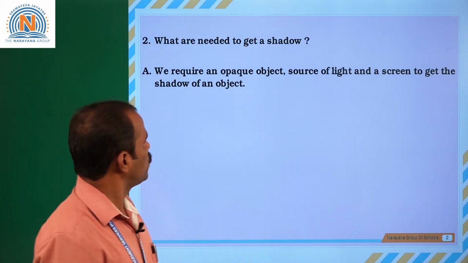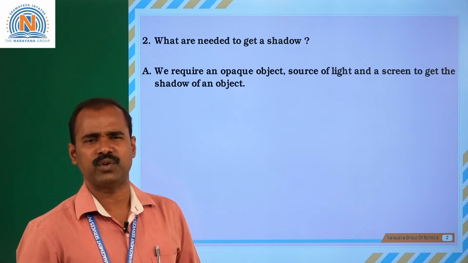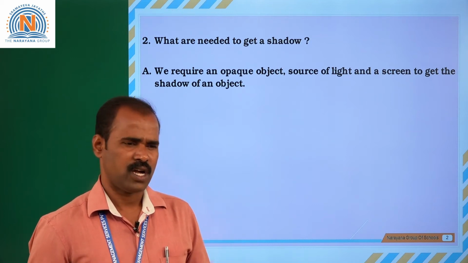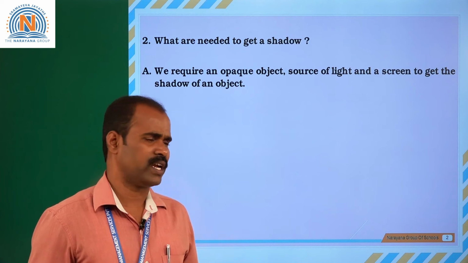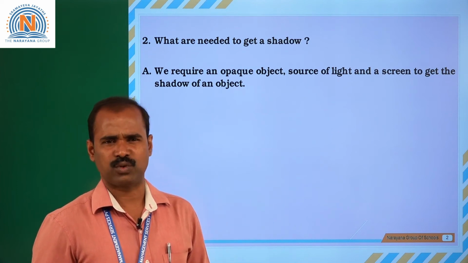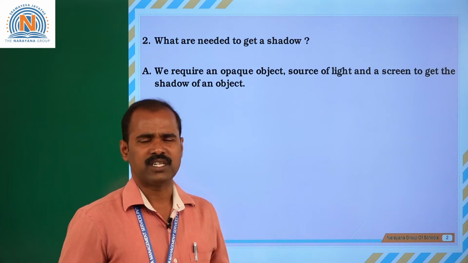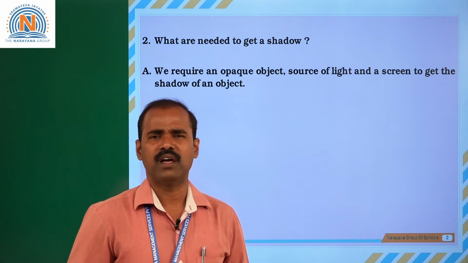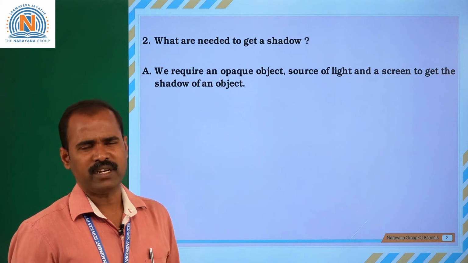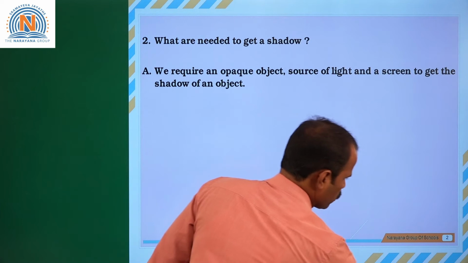What are needed to get a shadow? So what are the basic things that we need to get a shadow? We need an opaque object. Our body is an opaque body, so we can get the shadow. And we need a light source. Then we need a screen to get the shadow on the screen. So these are the required materials to get the shadow: opaque object, light source and screen. Okay. Next question.